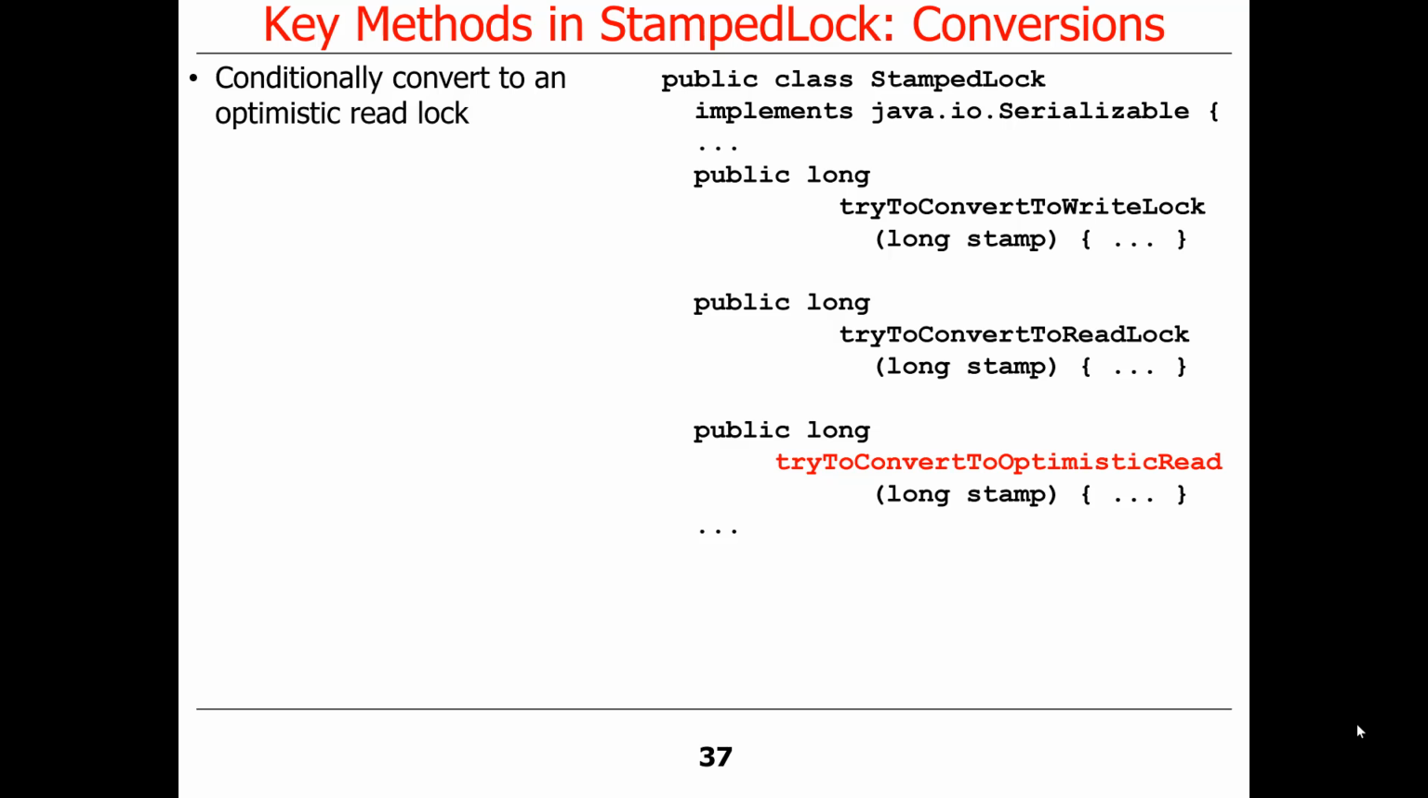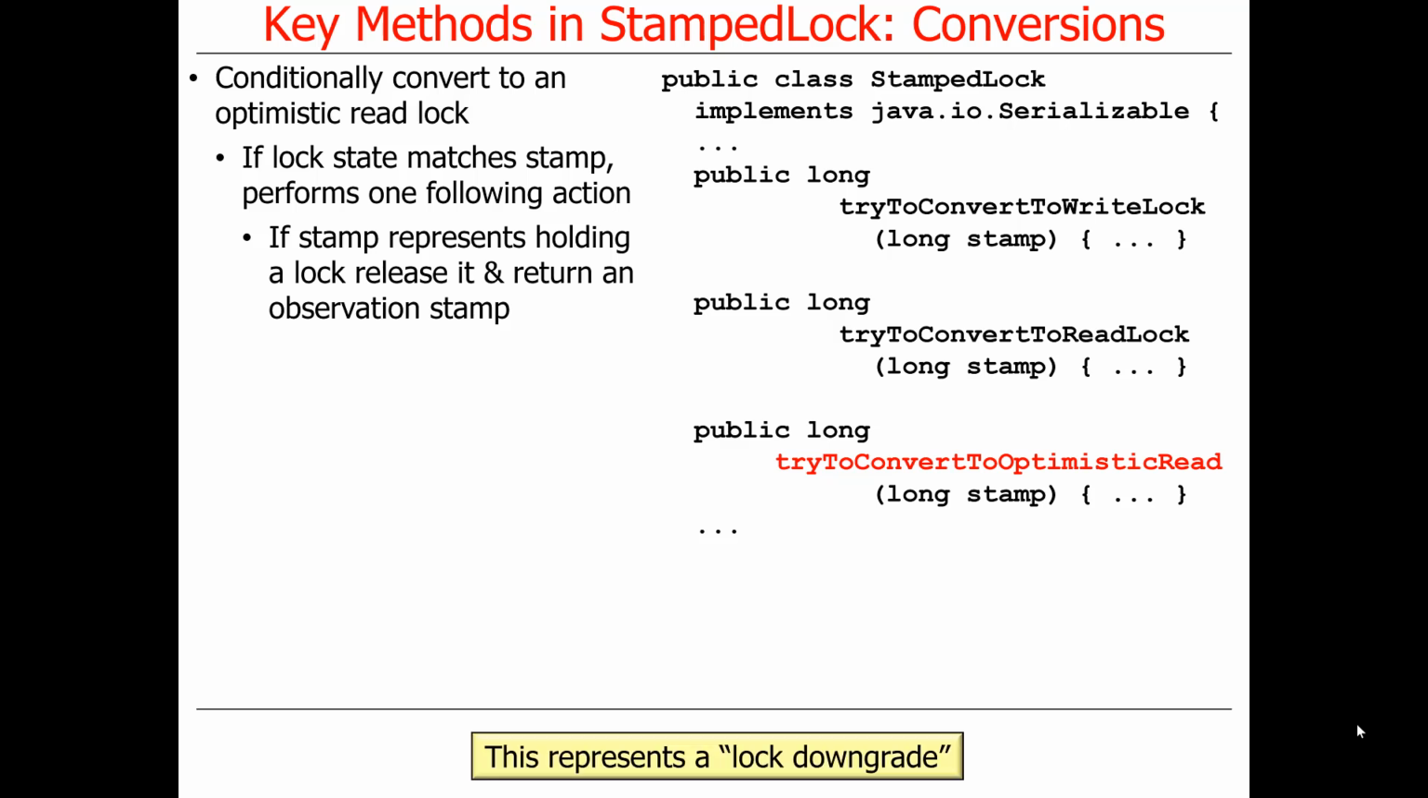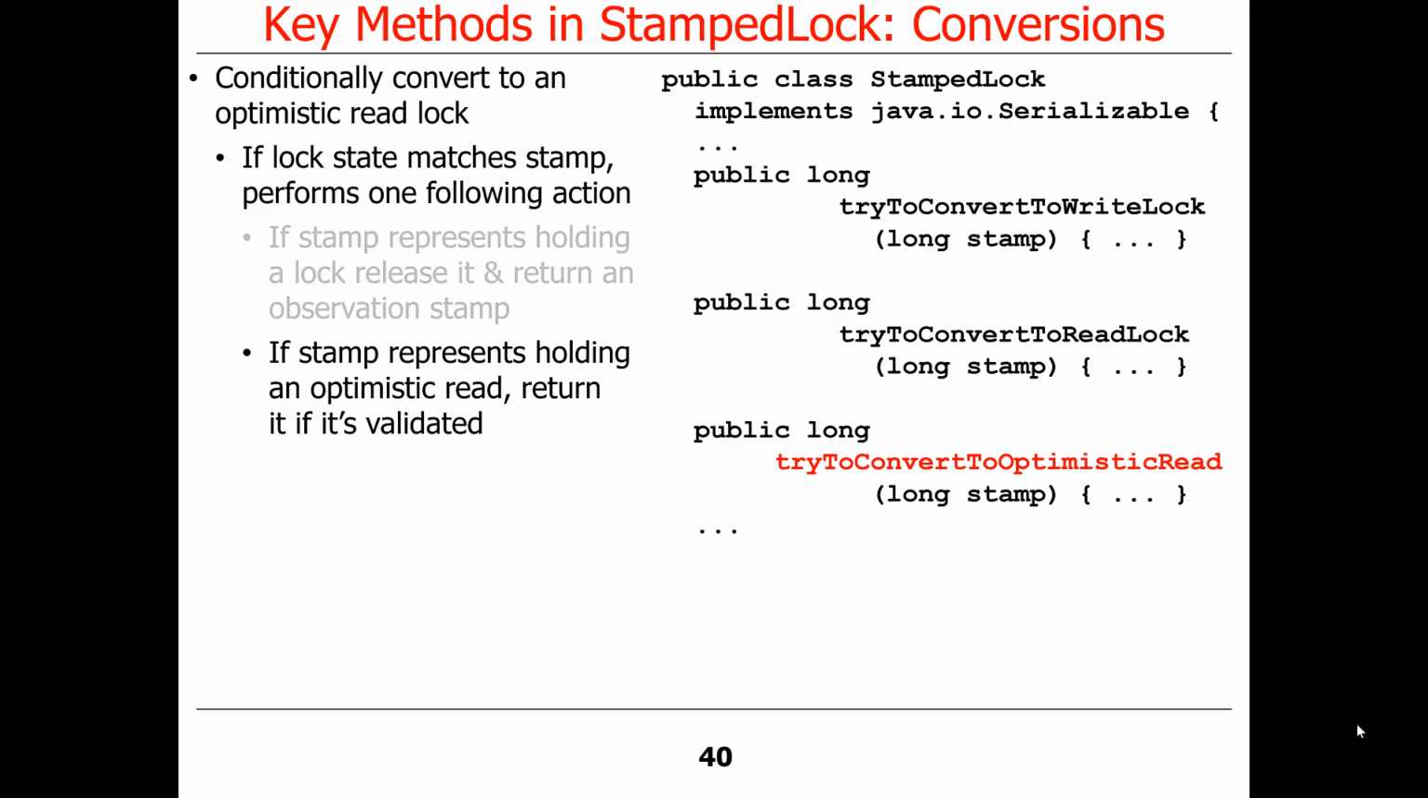The third method, tryConvertToOptimisticRead, conditionally converts a stamp to an optimistic read lock. If the lock state matches the stamp, perform one of the following actions. If the stamp represents holding a lock, release it and return an observation stamp. This represents a lock downgrade. If the stamp represents holding an optimistic read, return it if and only if it's validated. Otherwise, return 0 to indicate we couldn't get an optimistic read stamp.